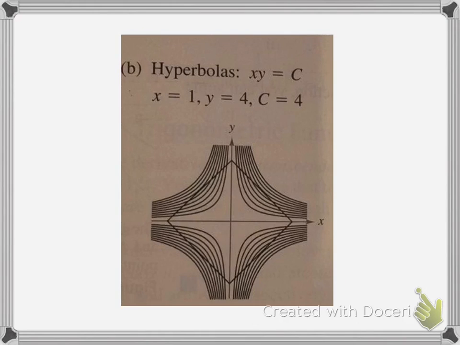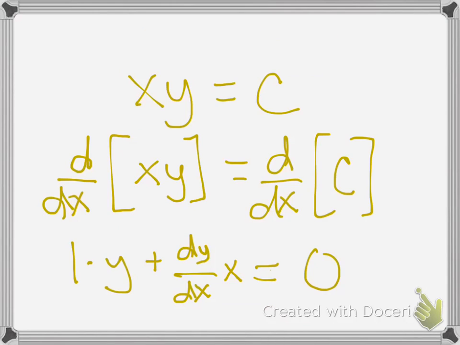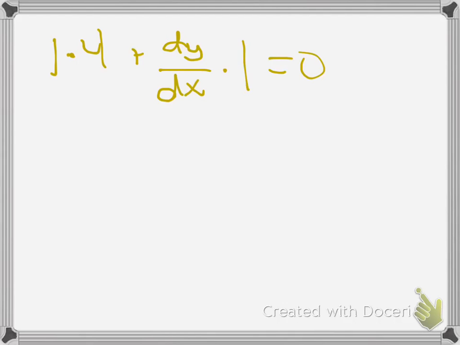Just double checking that. So 1 times 4 plus dy over dx. I said 1 times 4 and I wrote y. Go figure that. So it should have been 1 times 4 plus dy over dx times 1, and that still has to equal 0. And then that's an ugly looking 4, so then just dy over dx.